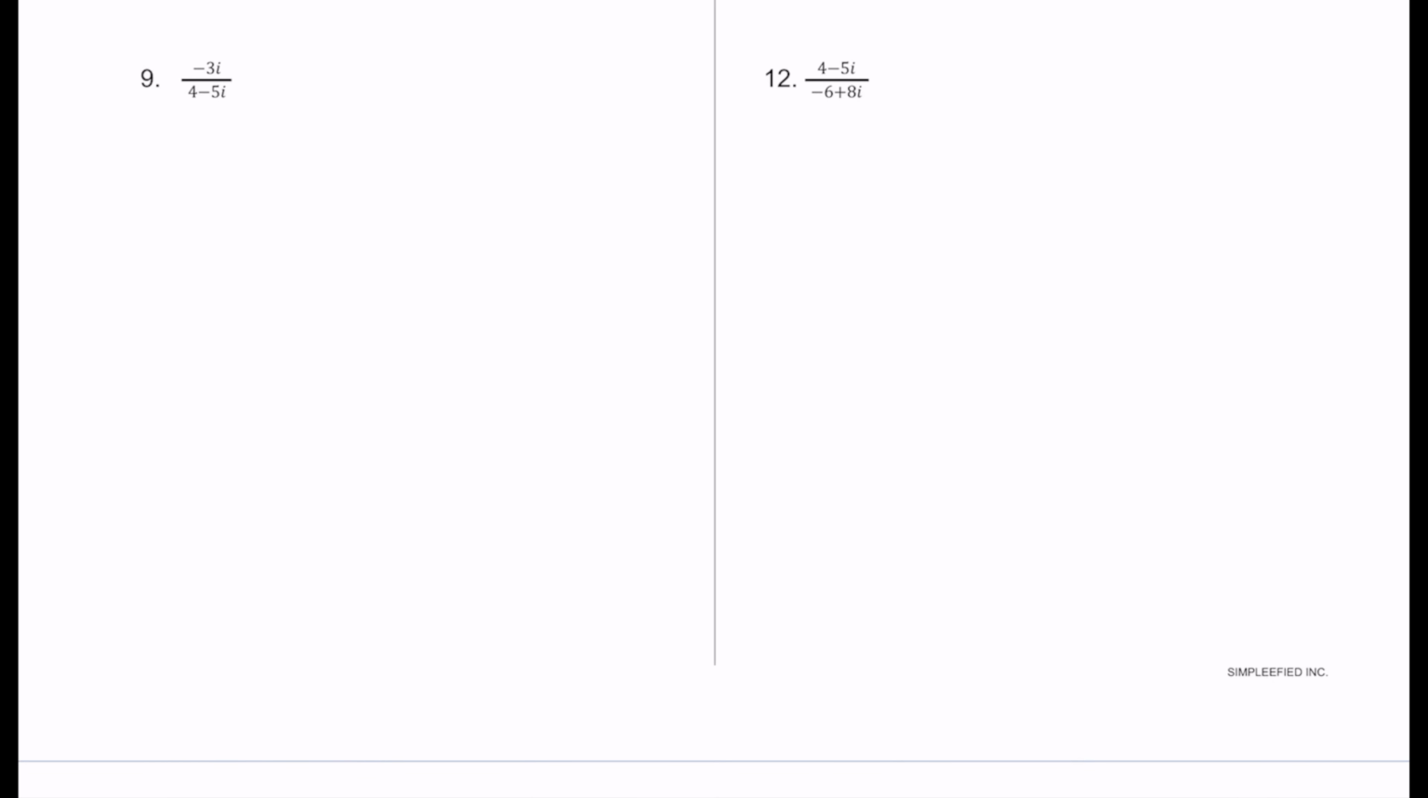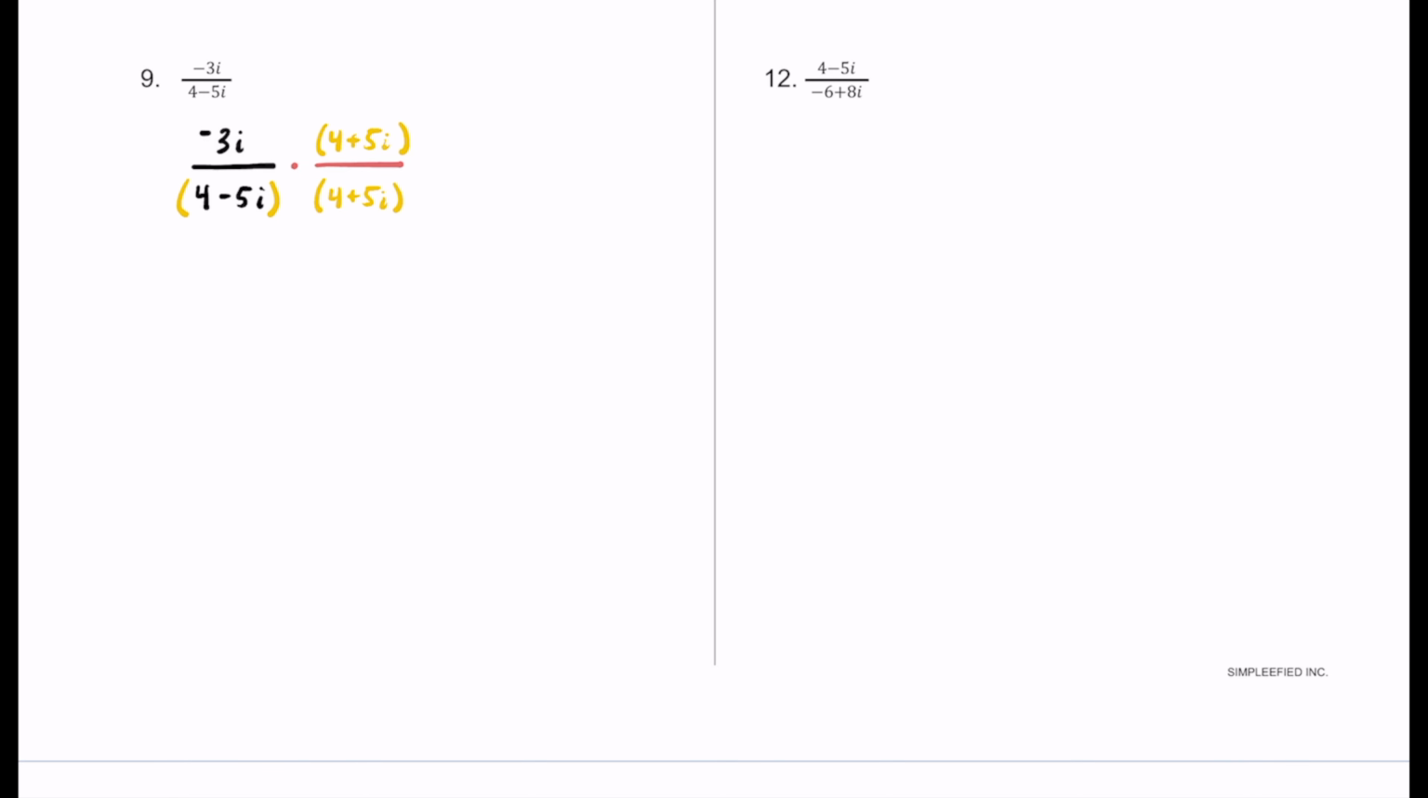For number 9, we have i showing up in a couple locations here, but no worries, we know what to do. We don't have to worry too much about the numerator right now, we just have to somehow get rid of the i's that are on the bottom. Okay, so in the bottom we do have this 4 minus 5i. We're going to multiply by the conjugate, which is going to be 4 plus 5i. So let's multiply this by 4 plus 5i, the quantity of that. And as long as we do it on top, then we're not changing the value of this expression.